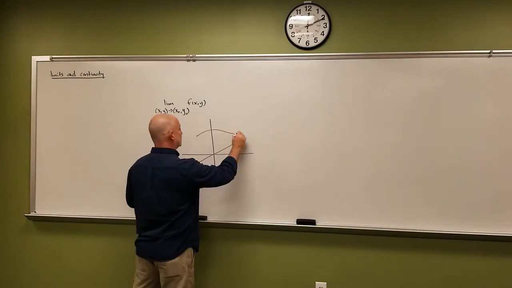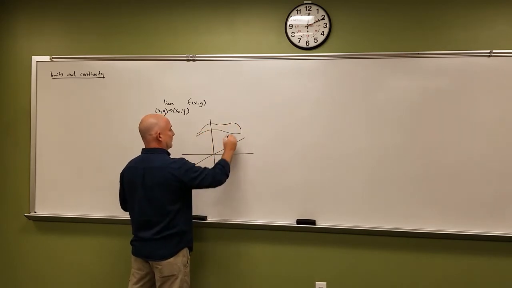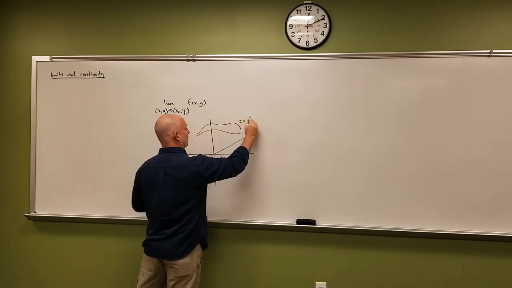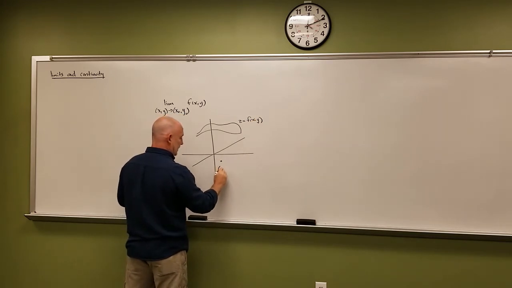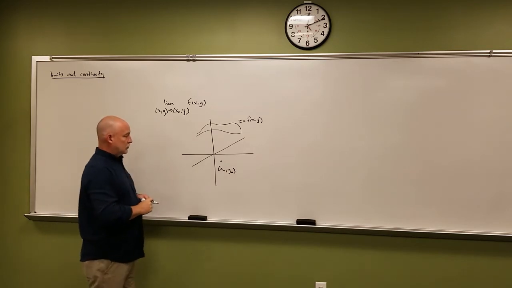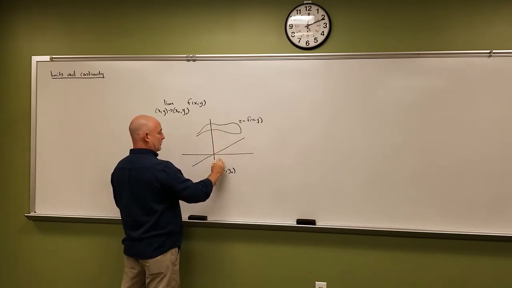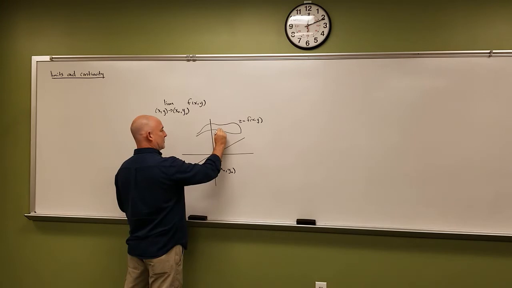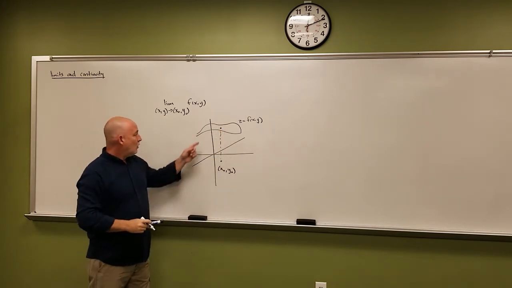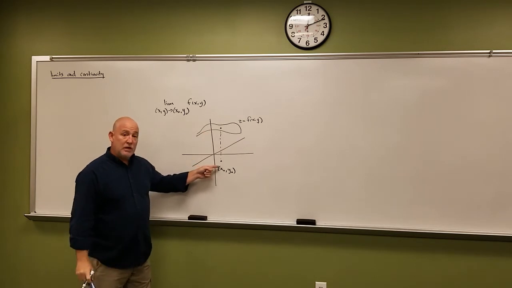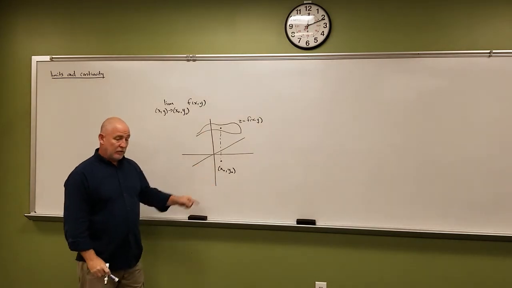So we have some surface up here. There's our surface, our z equals f of x and y. But what we're looking at is down here in the xy plane, x naught, y naught. So we want to know, if you can track this up here, that would be f of x naught y naught the way I have it drawn. What happens to the z value as we get closer to this point in the xy plane?